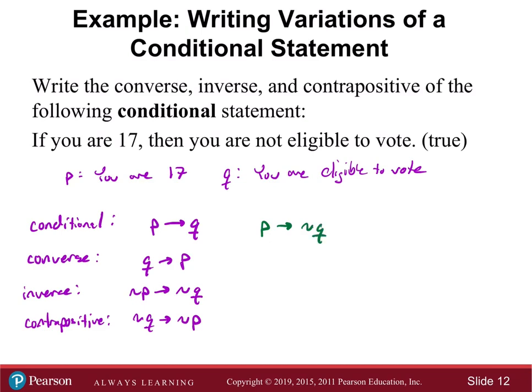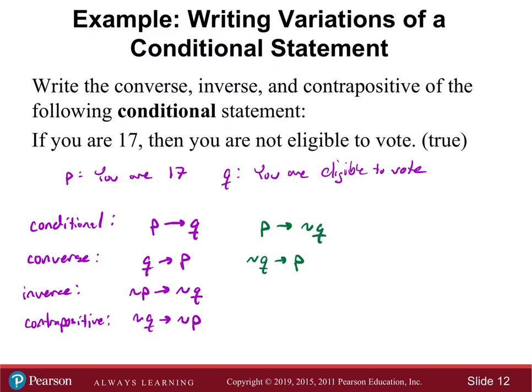Now they're asking for the converse, inverse, and contrapositive. So if the conditional is P implies not Q, then the converse is going to be not Q implies P. So that would be, if you are not eligible to vote, then you are not 17. That's not necessarily true because there are people over 17 that can't vote, like ex-cons or non-citizens. But again, the converse does not necessarily have the same truth value as the conditional.